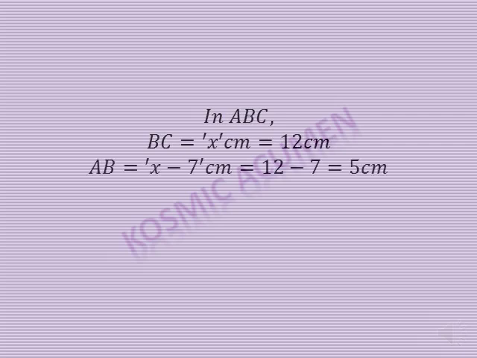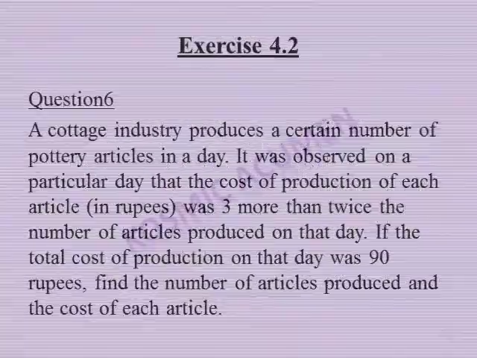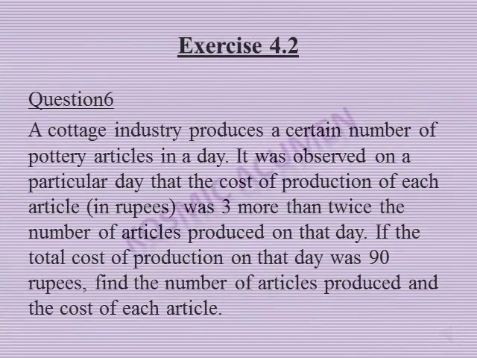Now coming on to the next question, a cottage industry produces a certain number of pottery articles in a day. It was observed on a particular day that the cost of production of each article was 3 more than twice the number of articles produced on that day. If the total cost of production on that day was 90 rupees, find the number of articles produced and the cost of each article.